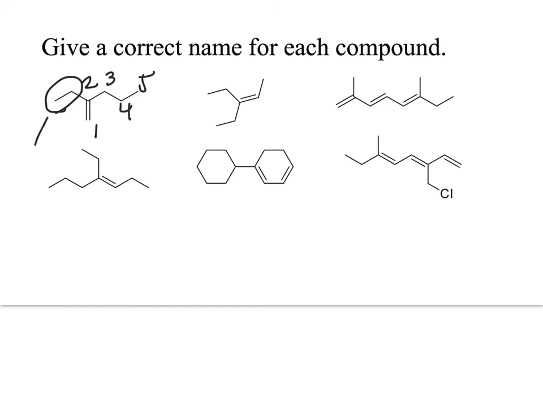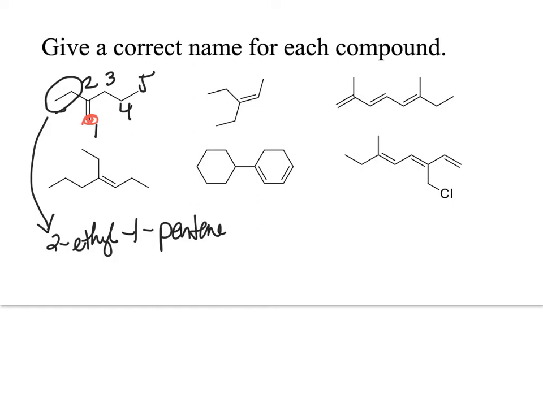So the name for this compound would be 2-ethyl-1-pentene, because the 1 is where the carbon-carbon double bond starts. And you do not have cis-trans isomerization because this is a CH2, and on that CH2 the hydrogens are both the same, so you don't have to worry about a Z or an E.